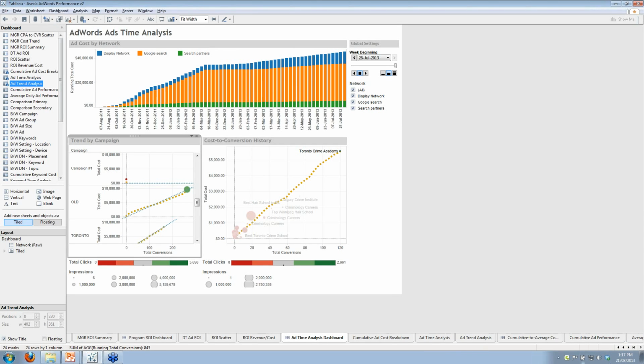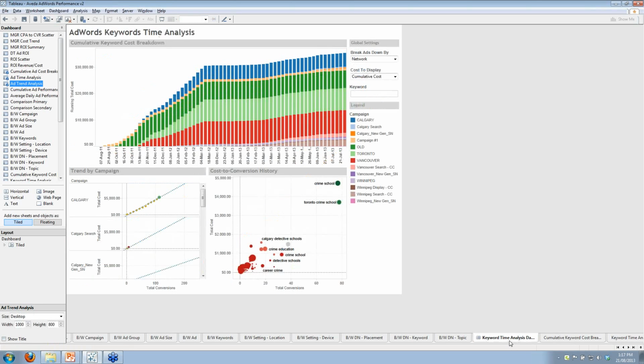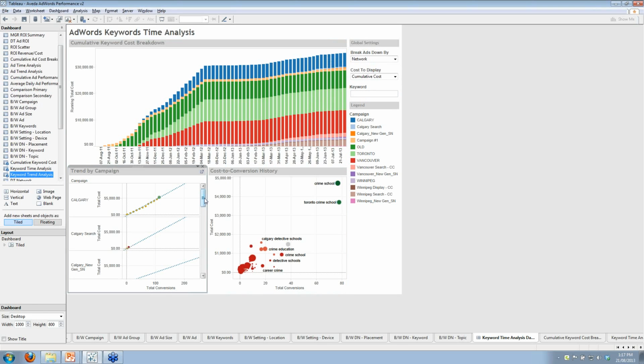Let's go take a look at the keywords. I'm not going to spend a huge amount of time on this because this one actually works very similarly. It should look pretty familiar. Keyword time analysis. So again, we have total cost up here now because keywords are all done based on the Google search network. What you'll see in here is all of the campaigns. It's broken down by campaign instead of network. But otherwise, it functions pretty much the same.